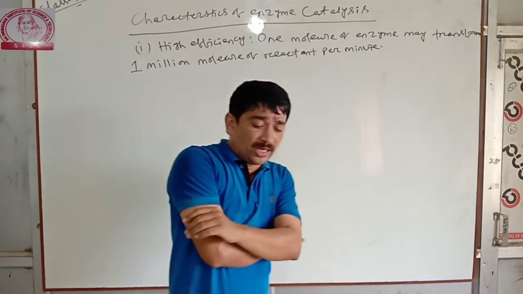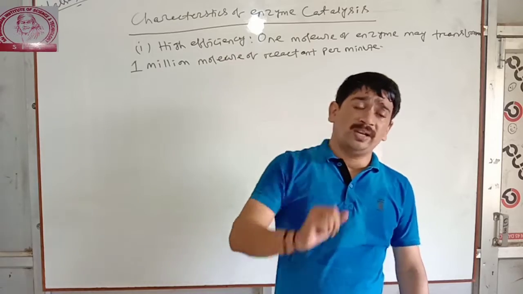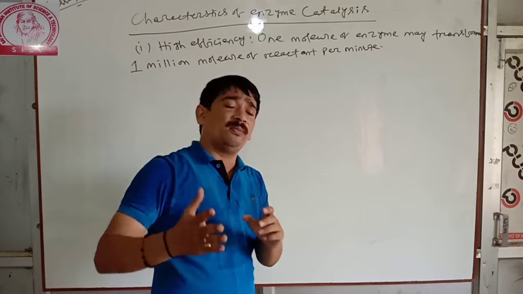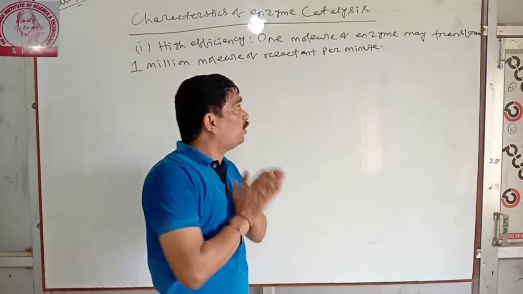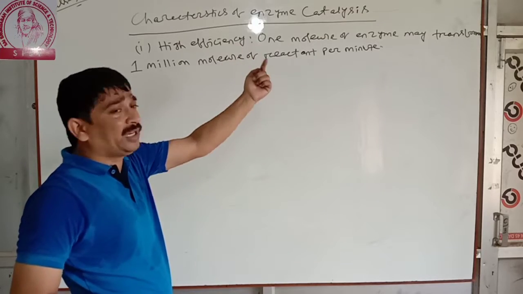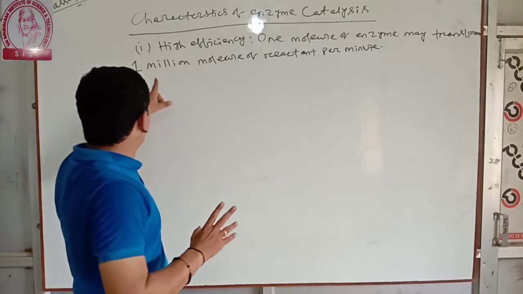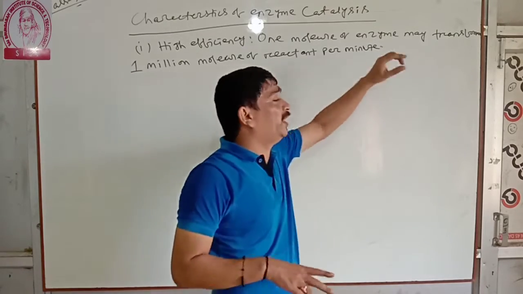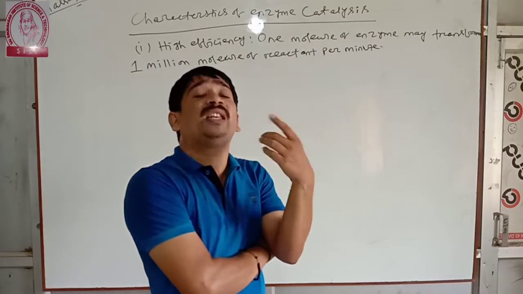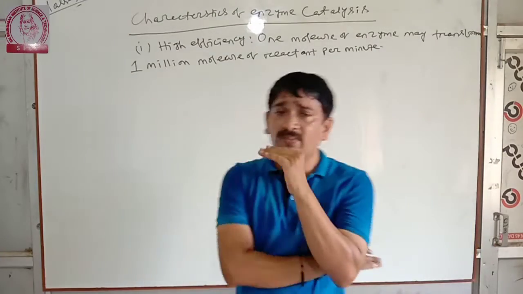So, one molecule of enzyme will transform 1 million molecules of reactant per minute. What is the efficiency of enzyme? Enzyme has high efficiency. Only one molecule of enzyme transforms 1 million molecules. 1 million means 10 lakh, per minute. So the efficiency of enzyme is very high. This is a very important characteristic.